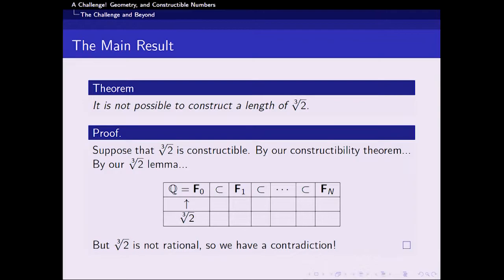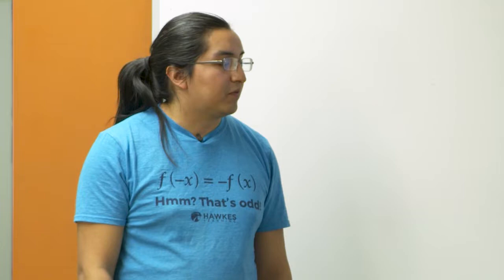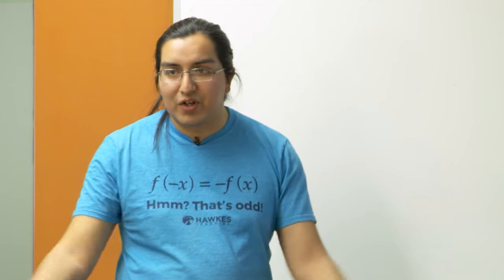And the contradiction is that, even though I didn't actually prove it, the cube root of 2 is not a rational number. And so that's where we can say that this is absurd, and so it must be true that our theorem statement is correct. Right. So then it's not possible to double the cube.